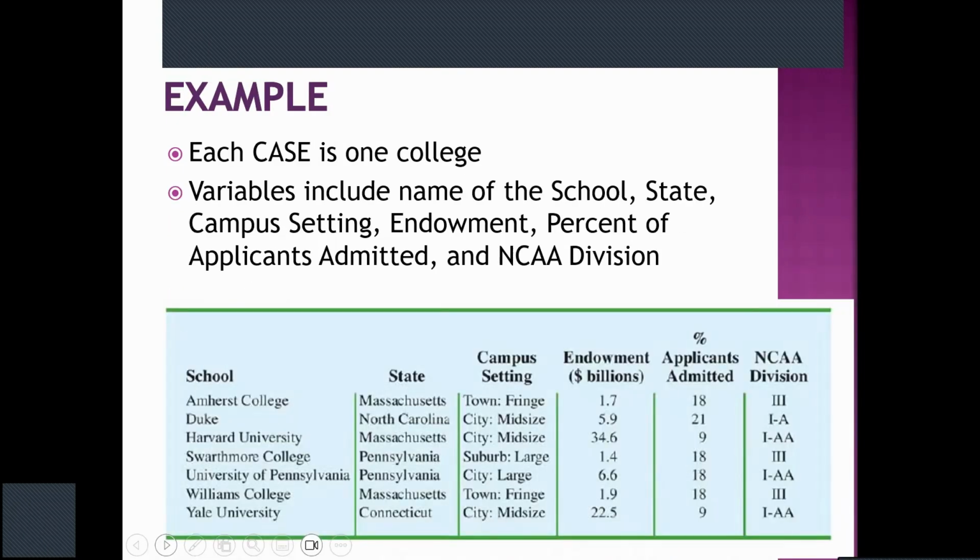So here's an example. We have 7 cases, and each case is a college. Variables include the name of the school, the state where it is, the campus setting, the endowment in billions of dollars, the percent of applicants admitted, and the NCAA division. And in this case, we have no missing data. We have values for all of these variables.